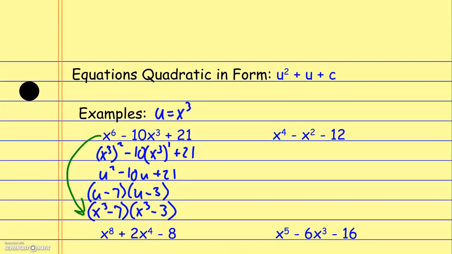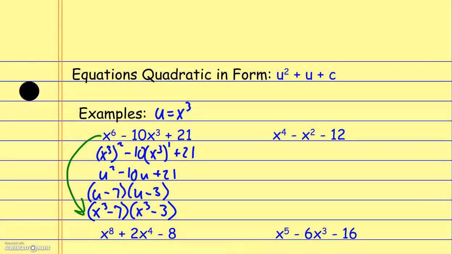Okay, I still build a bridge, I still come up with the two pieces of the binomial, but instead of an x minus 7 and an x minus 3, it's an x cubed minus 7 and x cubed minus 3. Okay? And the reason for that is because they have to multiply to an x to the 6th, and when I combine those like terms, it's got to be an x to the 3rd in the middle here. Okay? So when it's quadratic in form, we should start to recognize this pattern.